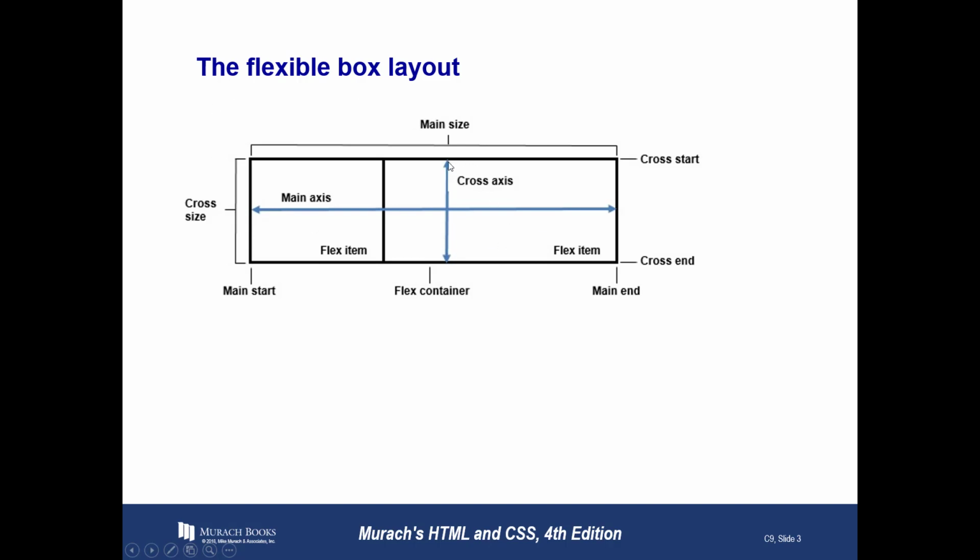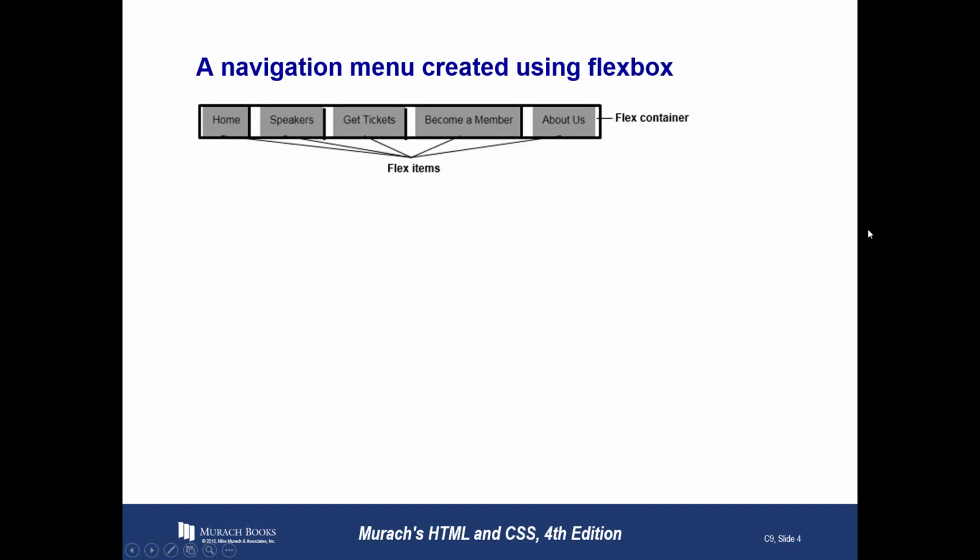The y-axis is referred to as the cross-axis. The x-axis is referred to as the main axis. Notice what we have: this is the start, that's the end, so that's the start and end of the x-axis. There is the start and end of the y-axis, or cross-axis.